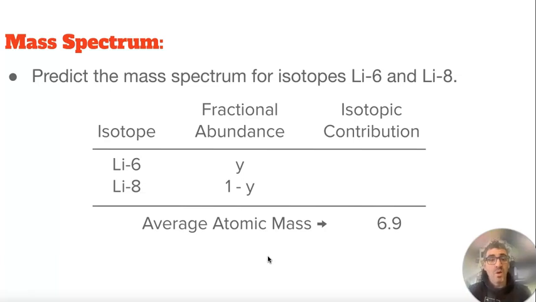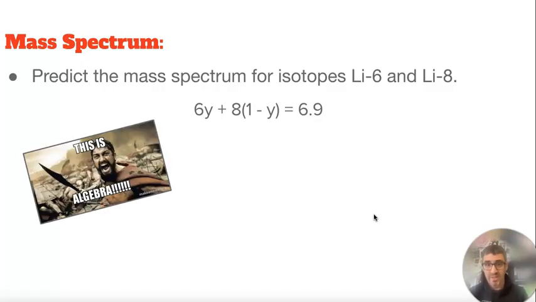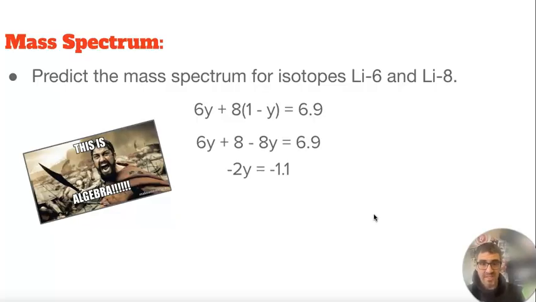So we're going to multiply the mass of each isotope by its fractional abundance, and we get the following terms. We know that the sum of these should add up to 6.9, which means we're going to have to do a little bit of algebra. So we're going to solve for the variable y, which will give us our fractional abundance of lithium-6, which in this case is 0.55. If we were to convert that to a percent, it would be 55%.